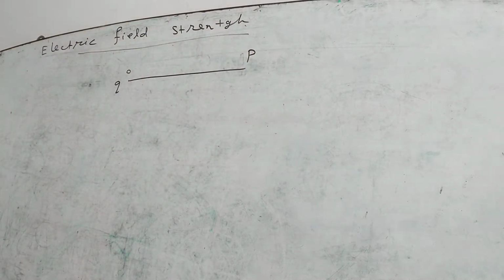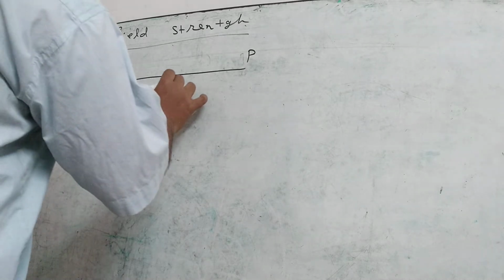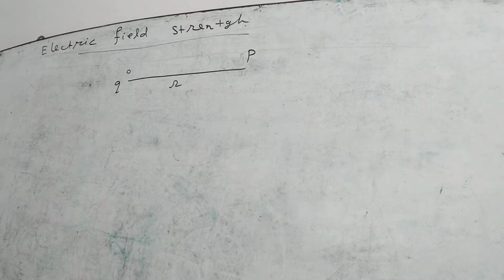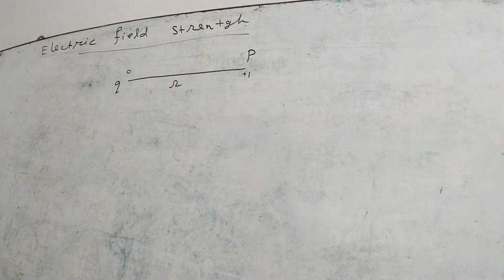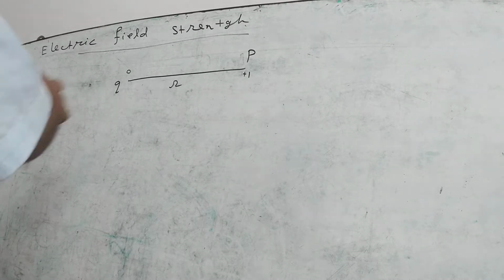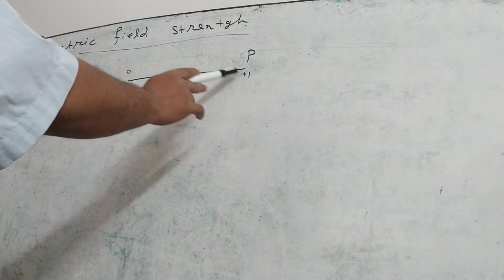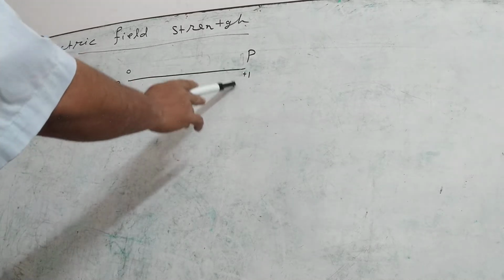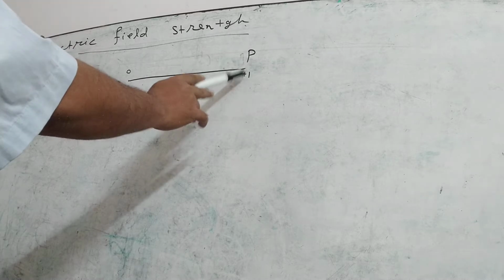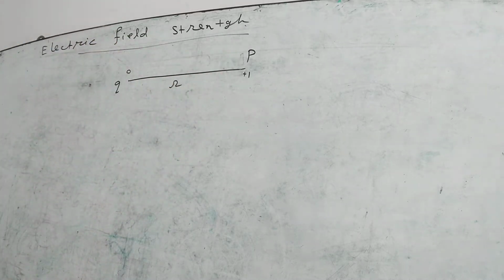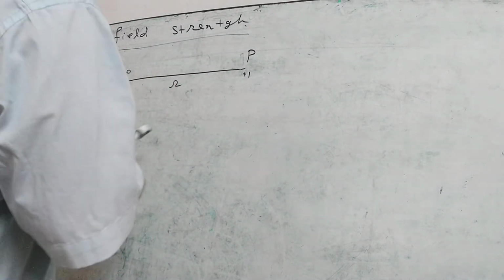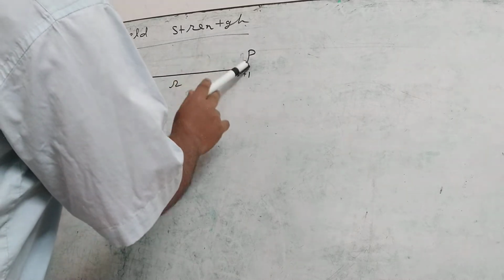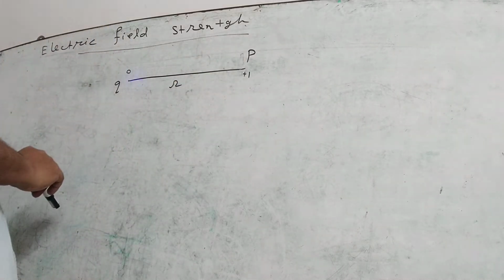We also consider another point P at a distance R. If we place a unit positive test charge at the point P, then the charge Q repels or attracts the unit test charge at the point P. Then the force experienced by the unit test charge is known as the electric field at the point P due to the point charge Q.